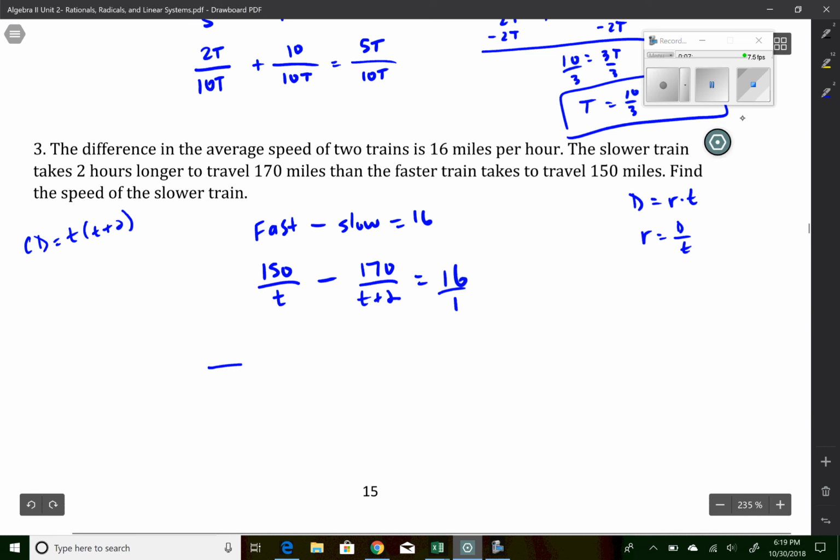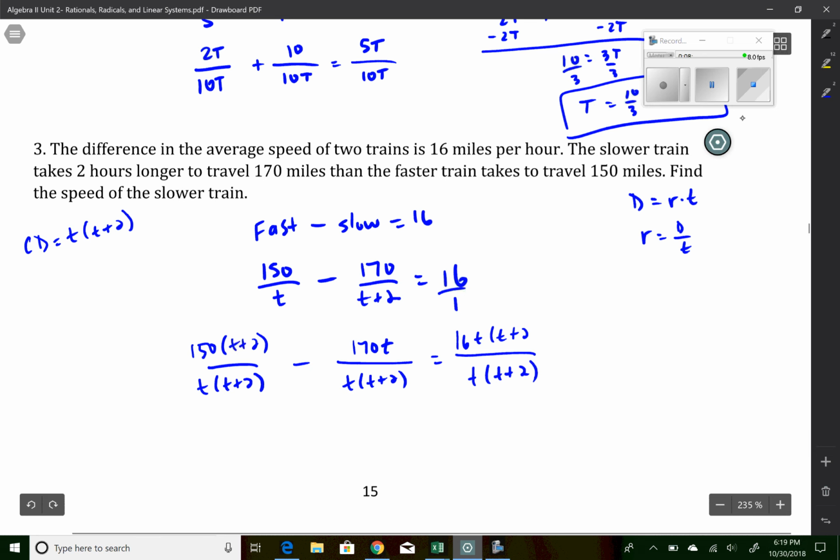So if I make all 3 fractions, including the fraction of 16 over 1, have a denominator of t times t plus 2. The first fraction, the only difference there is the t is the same, but I was missing t plus 2. So I have 150 times t plus 2. The second fraction had t plus 2, but was missing t, so 170t. And the last fraction had nothing, so it's going to be 16t times t plus 2.